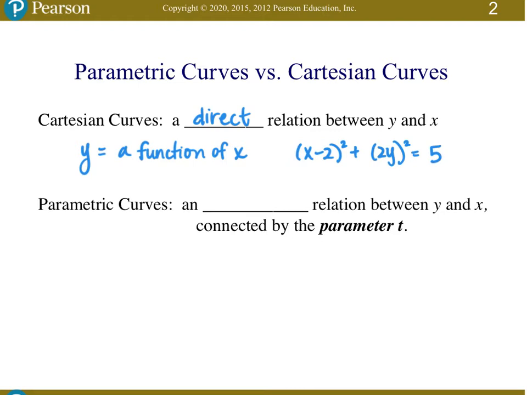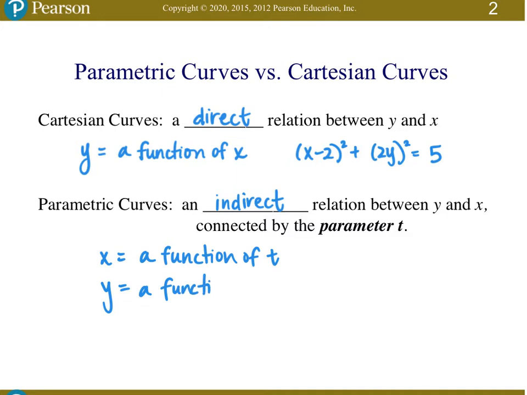So the difference is that a parametric curve is an indirect relation. So y and x aren't related to each other directly. They are each related independently to a parameter of t, t standing for time. So x is expressed separately as a function of time, and y is expressed separately as a function of time.